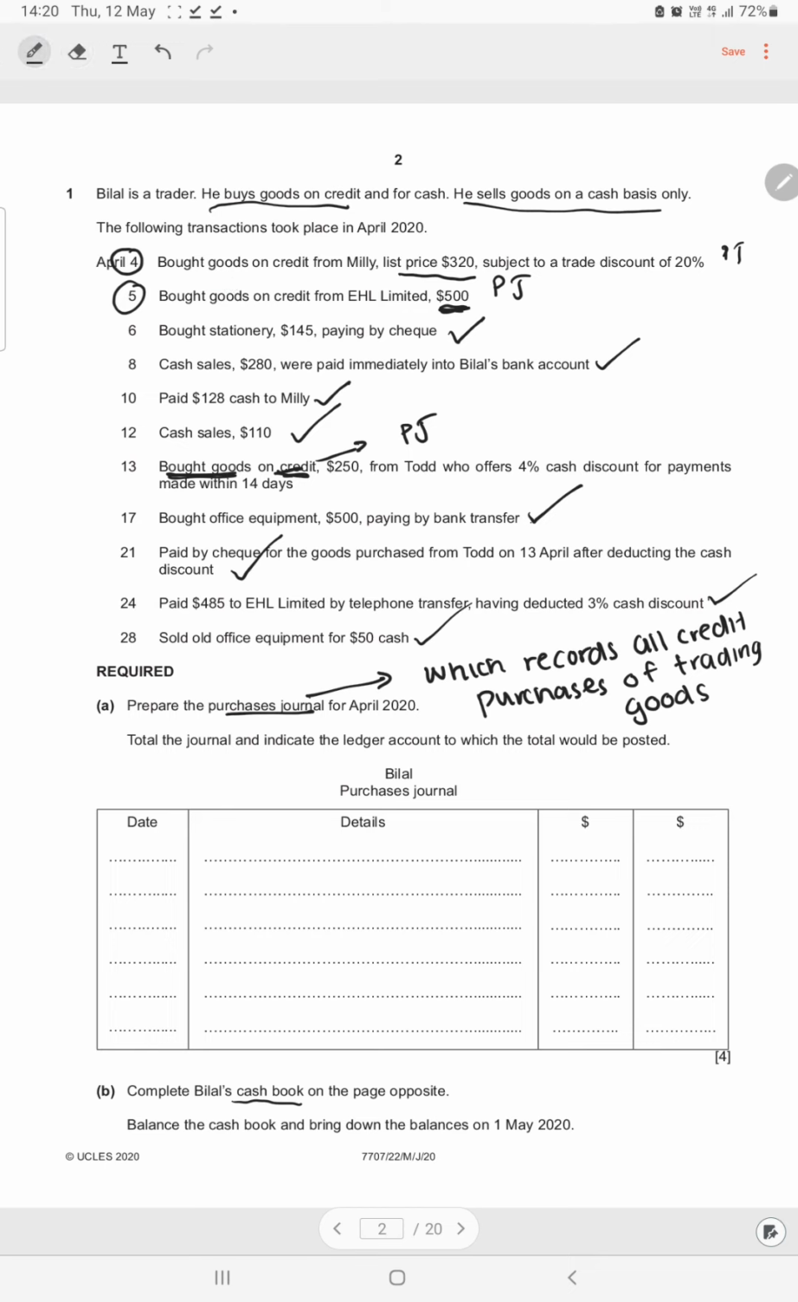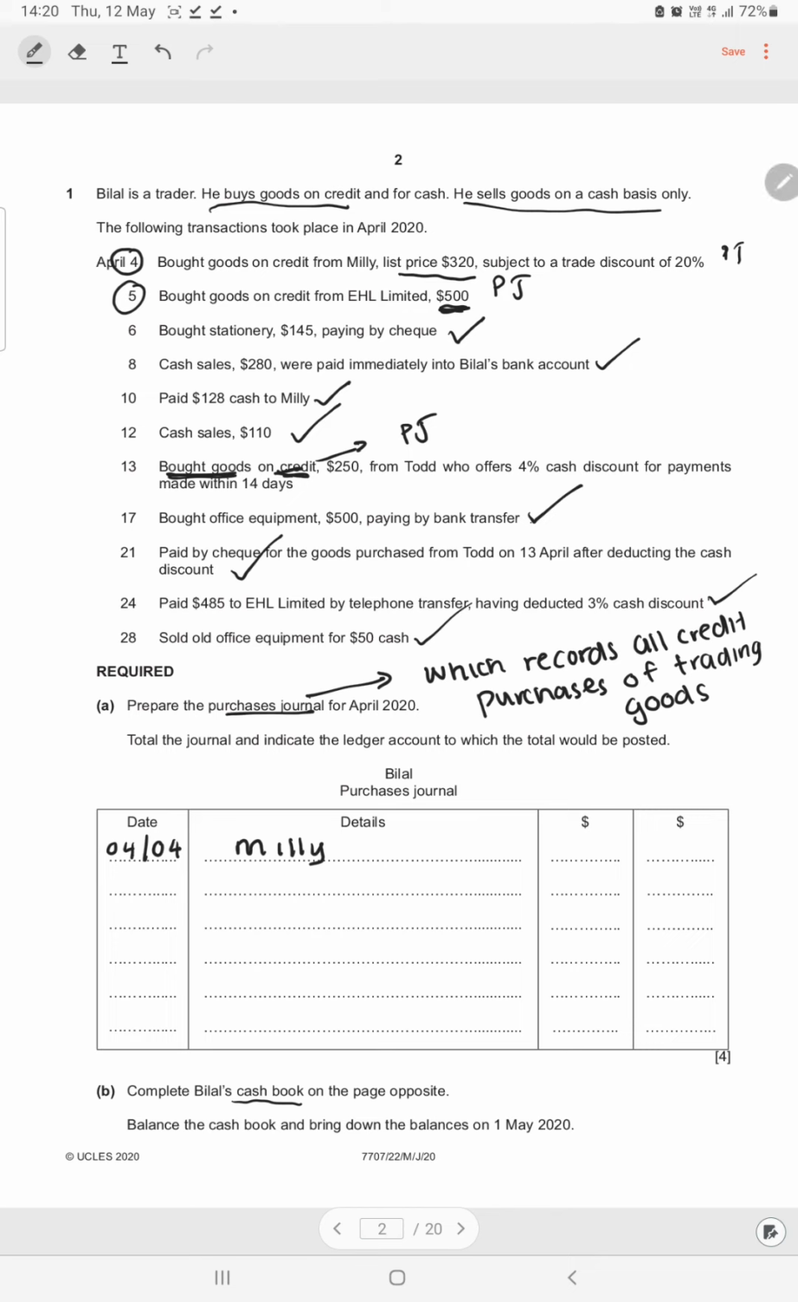So now they've given us the format of the purchase journal, and it's fairly simple. Under the date, you put the date of the transaction. So 4th of April. Under details, you put the name of the supplier, that is, who did you buy goods from. So in this instance, on the 4th of April, we bought items from Millie. And remember, I told you in accounting we always only record net value, not listed price.